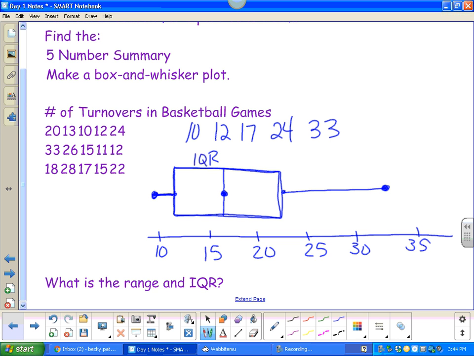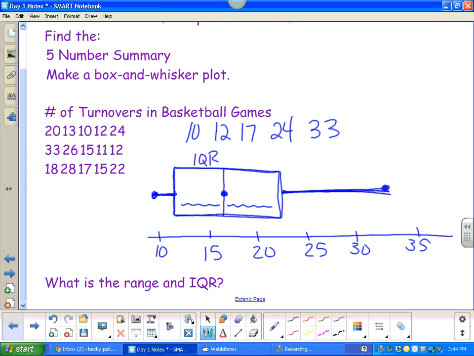25% of my data lives out here on this whisker. 25% lives in this part of the box. 25% lives in that part of the box. And 25% lives on that whisker. Now my whiskers are very uneven. That doesn't mean that this longer whisker holds more data. It just means that that data is much more spread out. And the data over here on this whisker is much more compact.